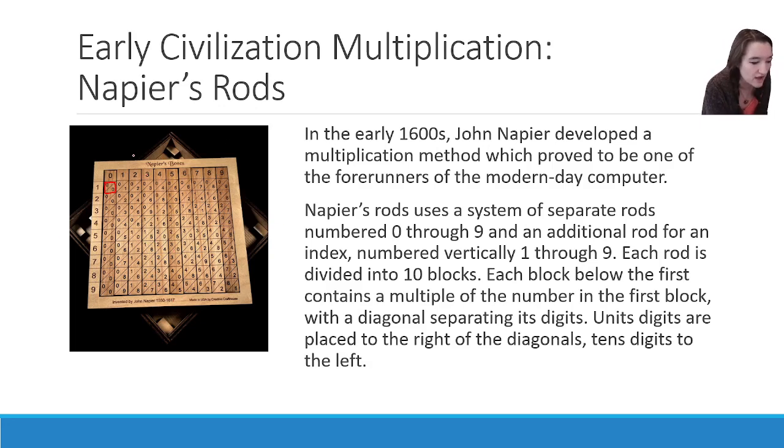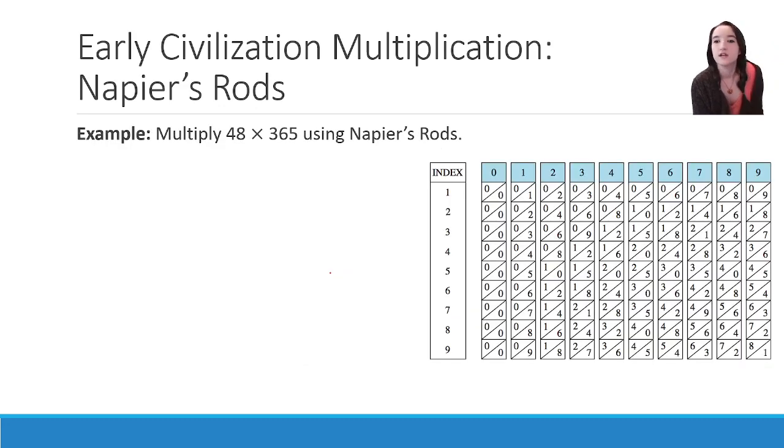So if I wanted to find, just like on a multiplication table, let's say, 6 times 4, I'd go to 6, I'd go to 4, and I'd find 6 times 4 right here is 24. So then if I wanted to use Napier's rods to do multiplication, it's going to work very much like lattice multiplication. But the point is that you would already be provided the rods to work with. So we want to multiply 48 times 365 using Napier's rods.